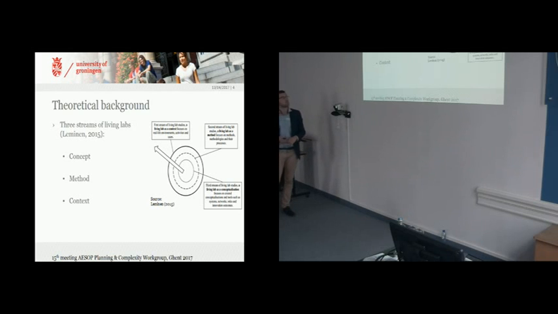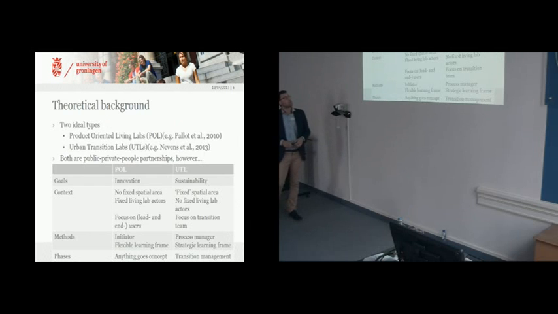This really stresses the method issue here. So these things all exist together. And then finally the context. And the context concerns both the organizational and physical environment of a living lab. So a living lab takes place somewhere, that's its context. A living lab takes place with actors, that's its context.